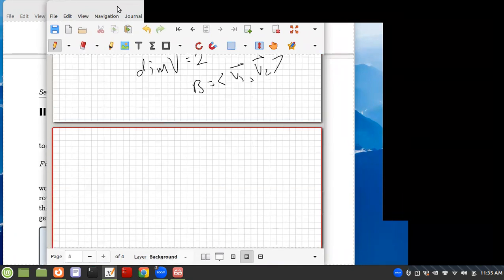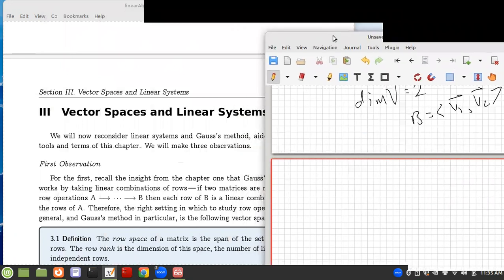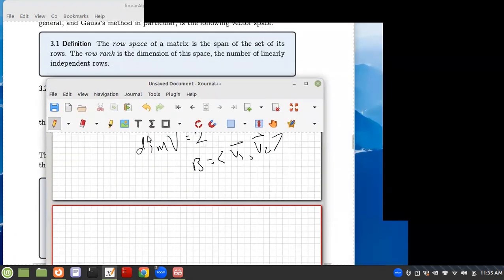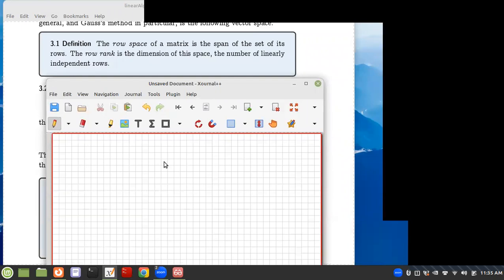So now, I want to say more about it in practice. If you look at this section of vector spaces and linear systems, we have a new concept. Let's take a matrix that is in, say, row echelon form. Right, so it's a 3x4 matrix.